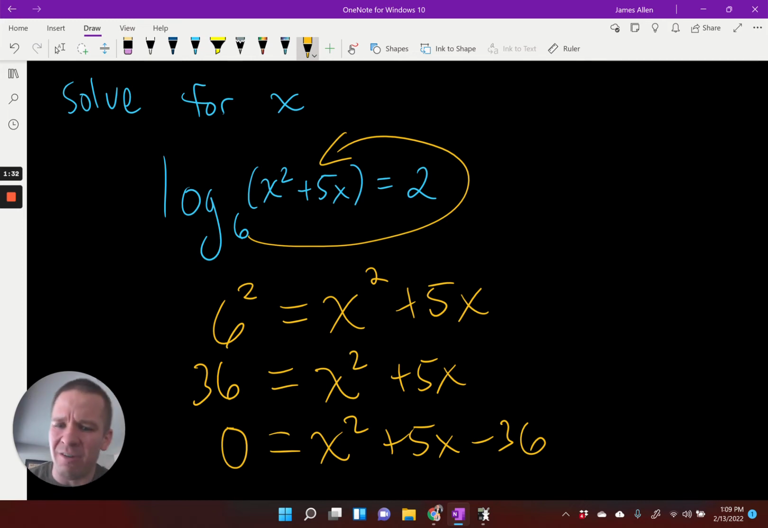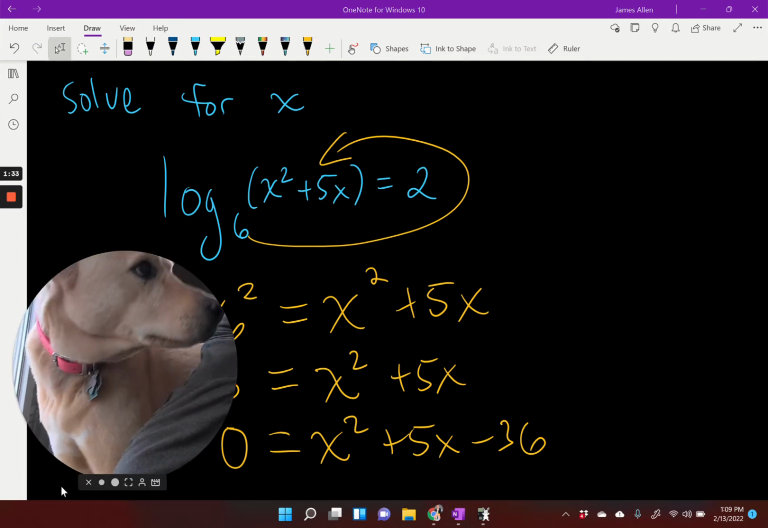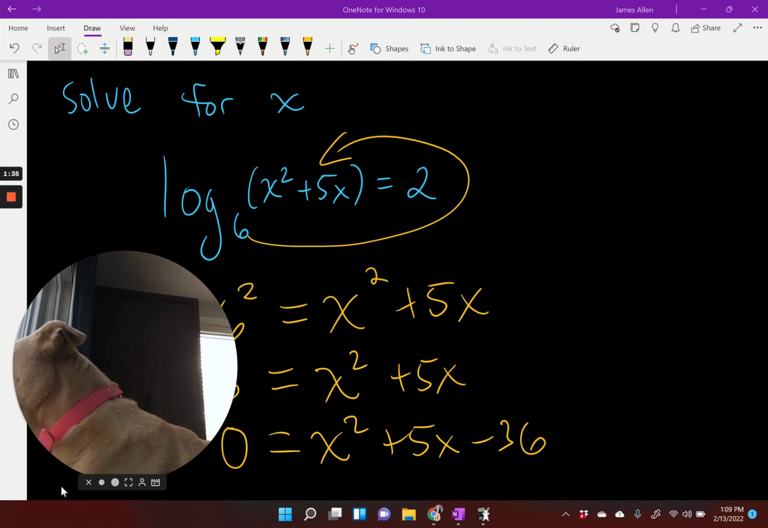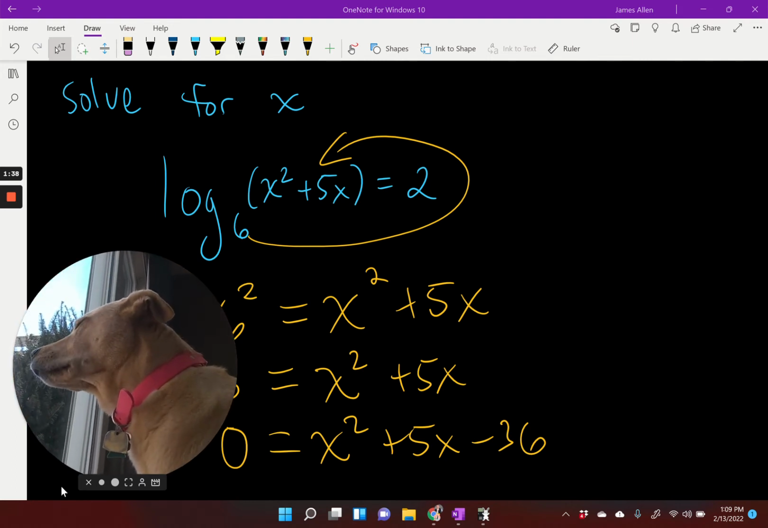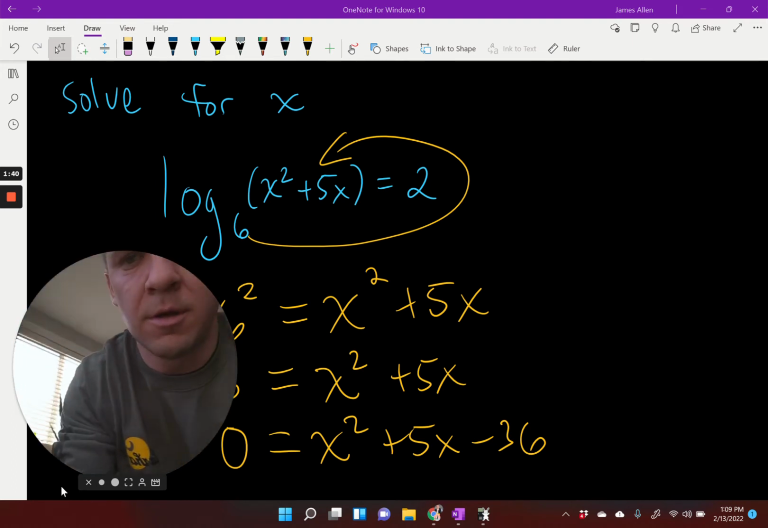And Jenny is wanting to go outside. What's going on, Jenny? You want to go outside or something like that? Yeah? We're trying to make a math video here, Jenny. I think I'm going to have to let her outside.